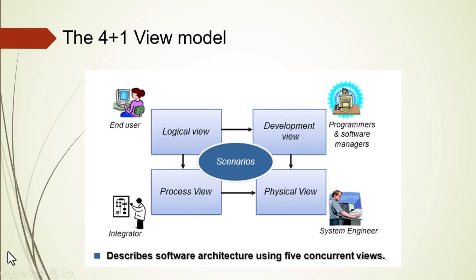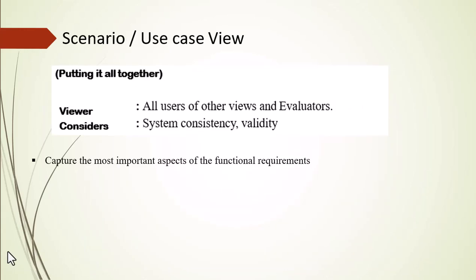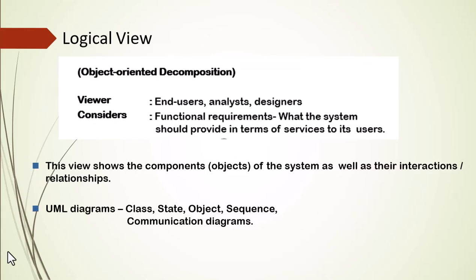This view shows the components, meaning the classes or objects of the system, as well as their interaction relationships. UML diagrams drawn for this logical view are class diagram, state diagram, object diagram, sequence, communication, and collaboration diagram. Process view is the process decomposition, and the persons included are the developers and integrator, because without integration the whole process cannot be viewed, and developers are responsible for implementing it.